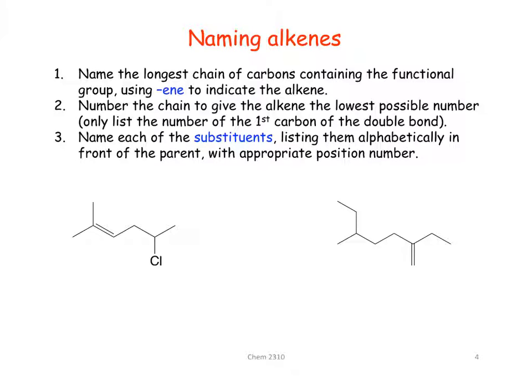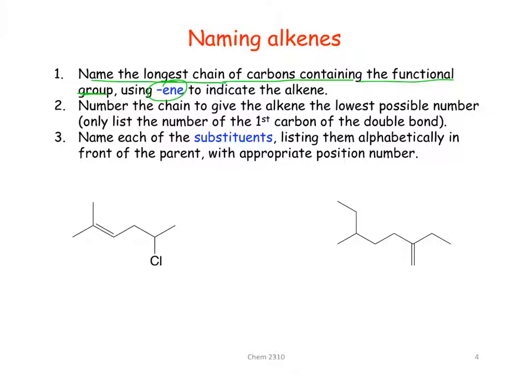Alright, so let's look more in depth at some naming. We'll look at additional examples here. Okay, so here's the rules. Like we always do, we're going to name the longest chain of carbons, but in this case, because now we have this functional group, this alkene, and this alkene is going to take priority over anything that we've seen up to now, we're going to name the longest chain that includes the functional group. All right?